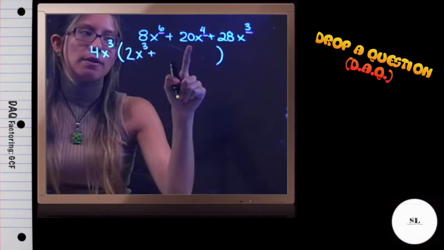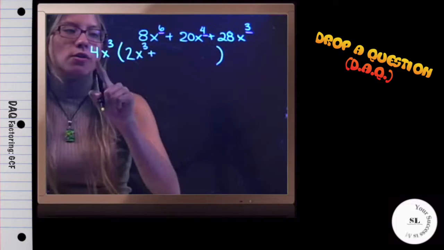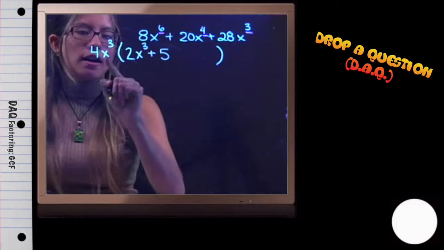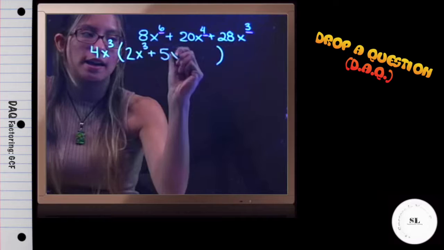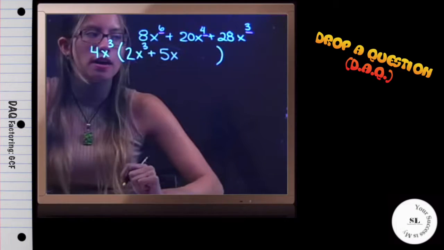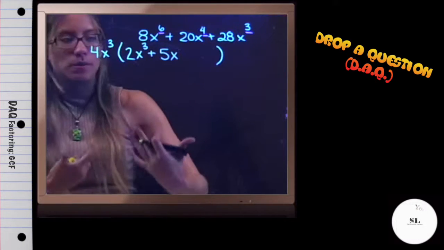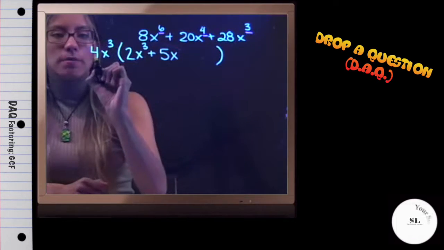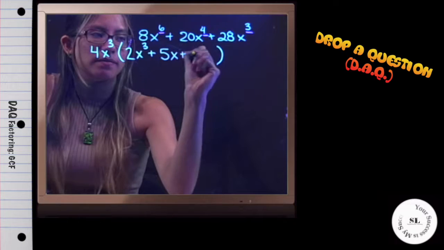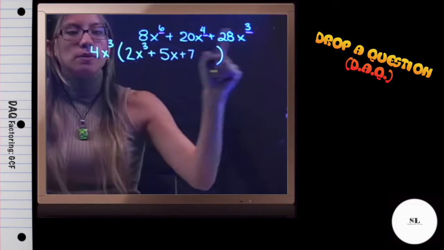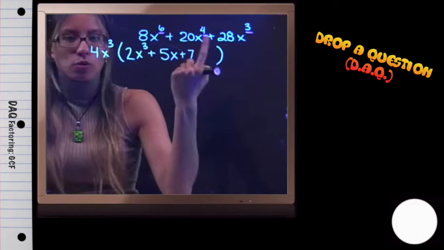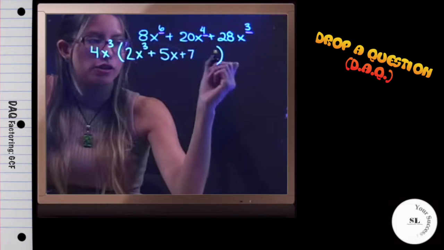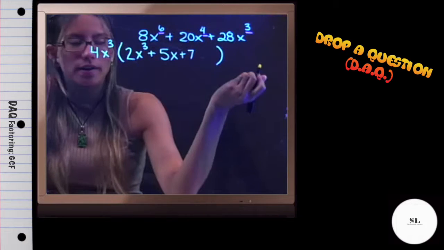And if we move on, now we have 20x to the 4th. So 4 times 5 will give us 20. And then x cubed times 1x will bring us back to x to the 4th. And you could, like I said, think about it as a multiplication or a division. You could do 28 divided by 4 is 7. x cubed divided by x cubed is just 1. They actually cancel out. So 1 over 1 is just 1. So 7 times 1 is just 7.